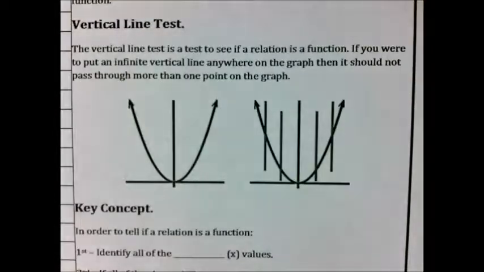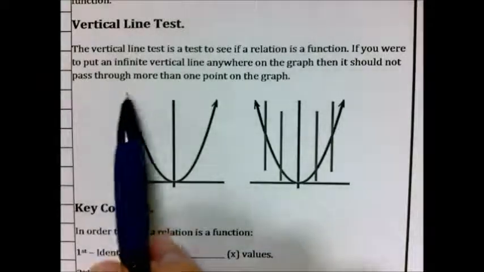All right, so let's talk about the vertical line test. The vertical line test is a test to see if a relation is a function. What it says is that if you were to put an infinite vertical line anywhere on the graph of whatever you're trying to find, then it should not pass through more than one point on the graph. If it does pass through more than one point on the graph, then it is not a function. If it just passes through one point, then you have a function.